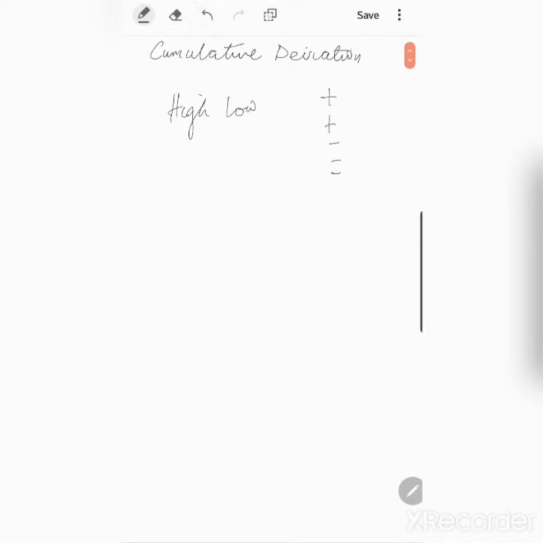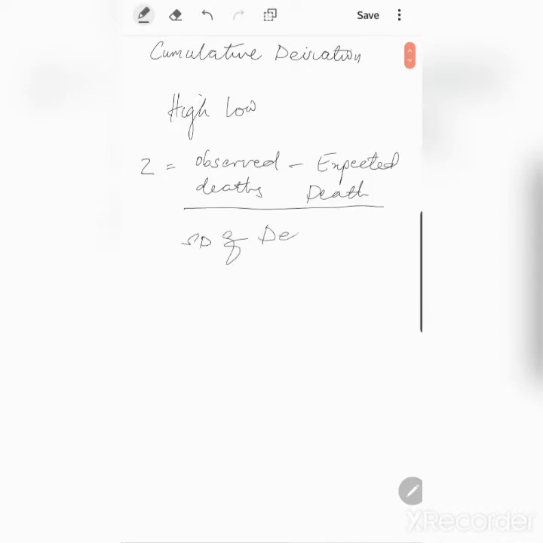So what we generally do is look at an overall figure. We compute the Z statistic here, which is nothing but observed deaths minus expected deaths, all divided by the standard deviation of the deaths.